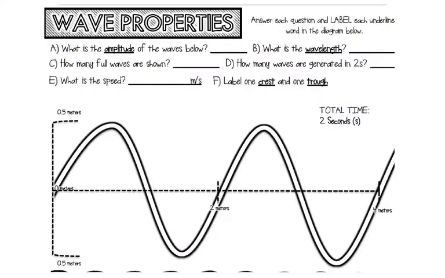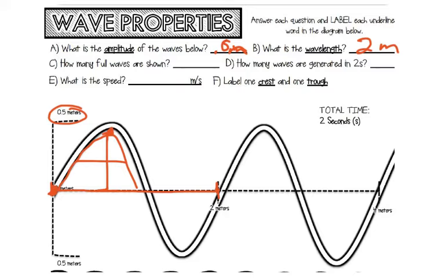So kind of in summary, what is the amplitude of the waves below? Well, to find amplitude, we are going to find our A. So how high above the resting position, or how far from the resting position, did it get? Well, our distance right here says 0.5 meters. That is our amplitude. What is the wavelength? So how long does it take to get from one point on the wave to the same point on the next wave? Well, I have here to that same point is 2 meters.